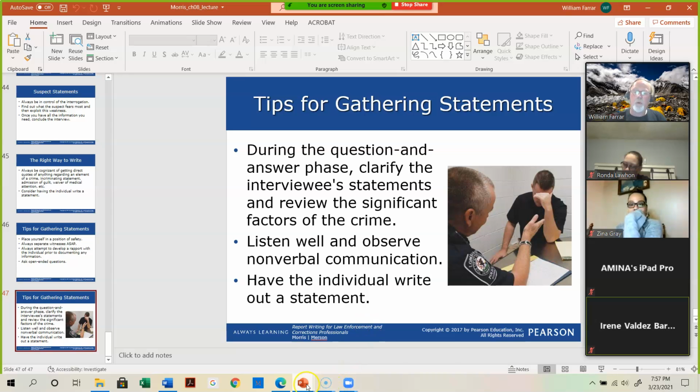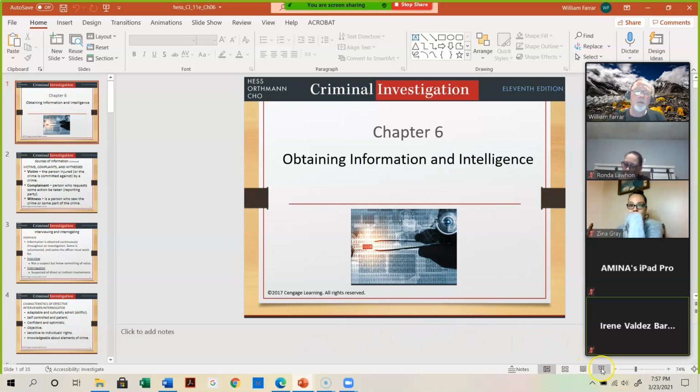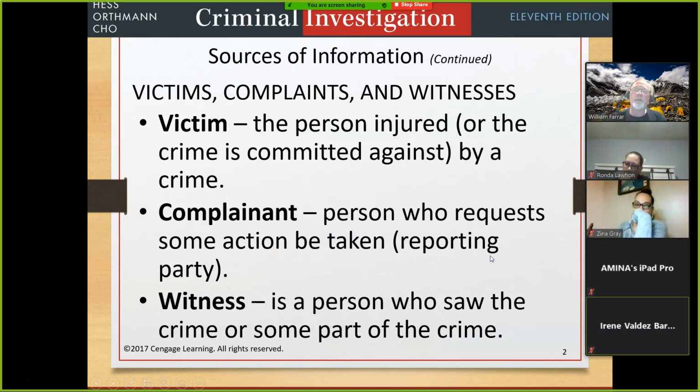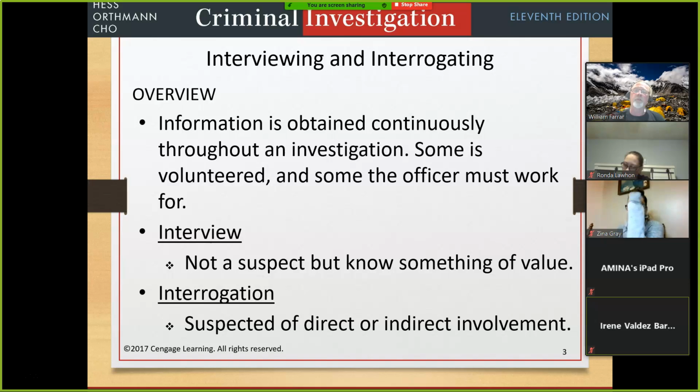So with that said, I wanted to just kind of hit one more thing from the investigation side, and we'll kind of wrap things up. We've talked about this again. This is from a criminal investigation course, but I want to make sure that we looked at the report writing side, but now we're going to look at the investigative side. So we've already gone through that. We know who the victims are. We know what a complainant is. We know what a witness is. But understand that some information is going to be volunteered and some you're going to have to work for.